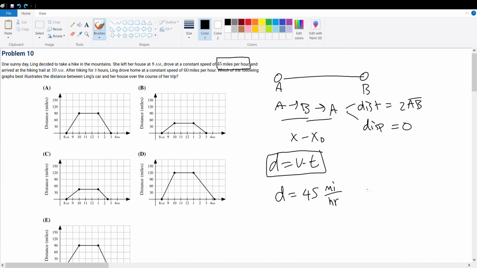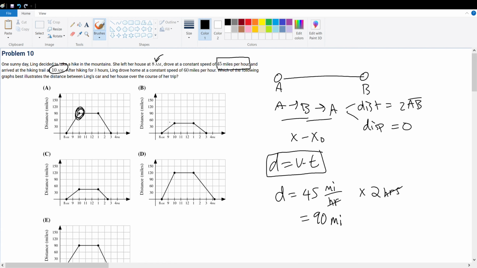So the correct answer would be from 8 a.m. all the way until 10 a.m. That's 2 hours times 45 miles per hour. Now, the hours cancel, and we're left with 90 miles. So that means this point right here should correlate with a distance of 90.